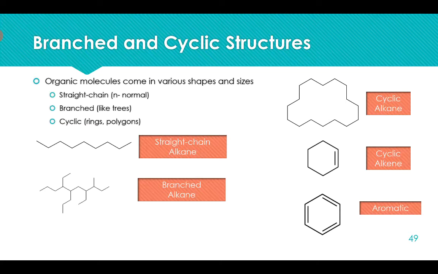Hydrocarbons can come in all shapes and sizes. You can have straight chain alkanes, and you can have branched alkanes. We call them branched because it's like a tree with branches coming off. You can also have cyclic structures where it forms a closed shape. You can also have double bonds in a cyclic structure, and then you can have an aromatic structure where every bond is alternating double and single bond in a ring. And aromatics have special properties, and so they're their own class of hydrocarbon.